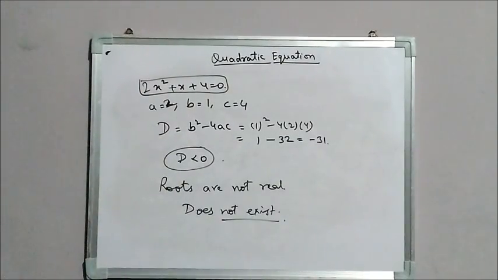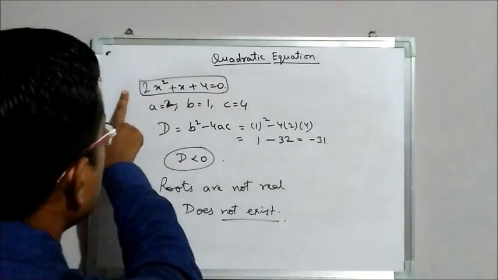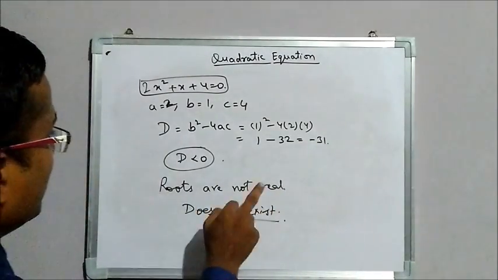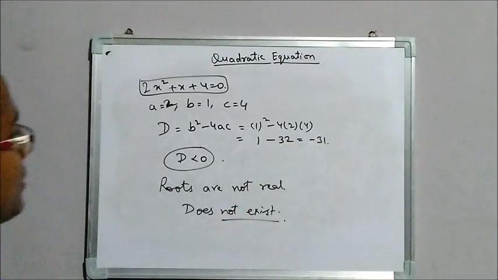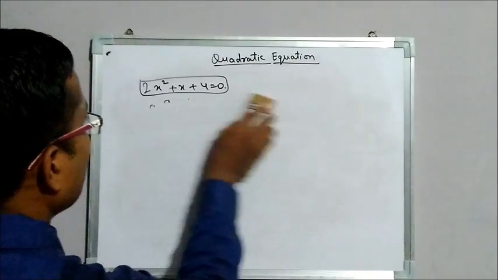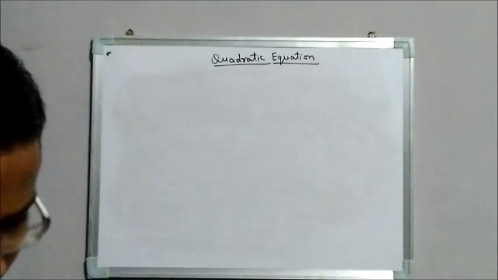The nature of the roots of this quadratic equation is imaginary, meaning not real. So we say roots do not exist. So firstly, before finding the roots of a quadratic equation, we have to find out the nature of the roots.